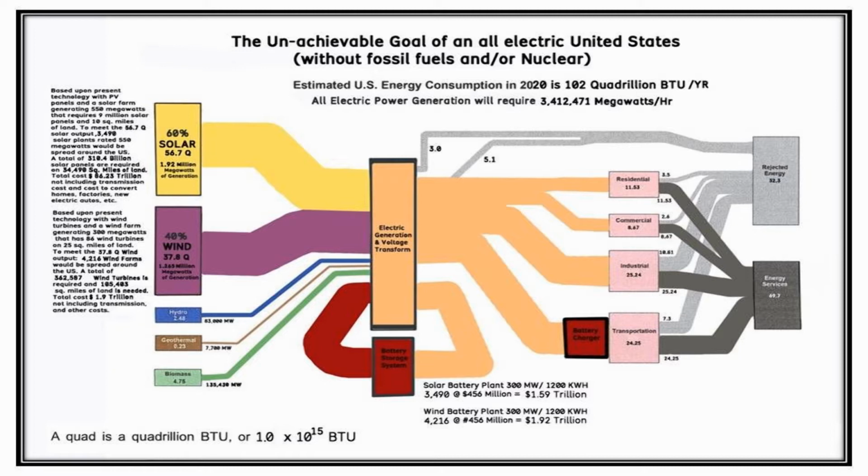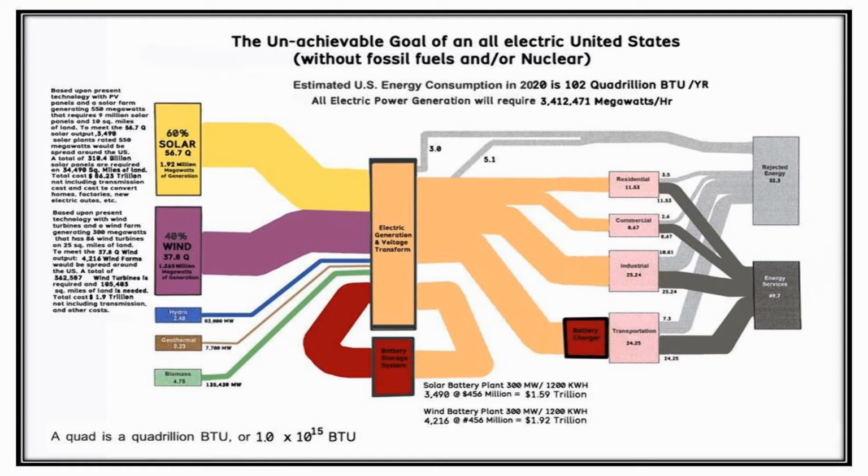Now for a review of the hardcore wind and solar issues. Previous slides showed the data for energy use in the United States. Overall, the energy use is 102 quadrillion BTUs per year. Yes, that is 102 with 15 zeros. To generate all energy in the U.S. with electricity would require 3,412,471 megawatts of electricity generation per hour.